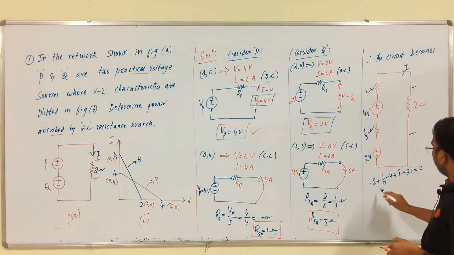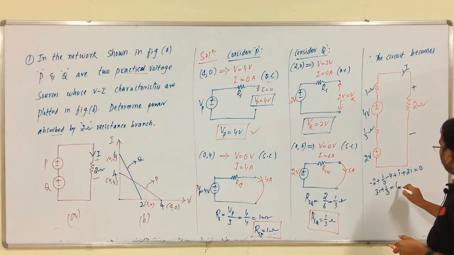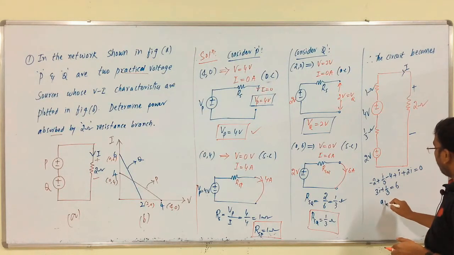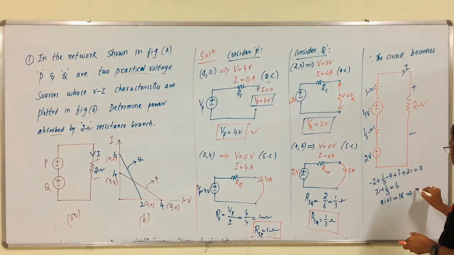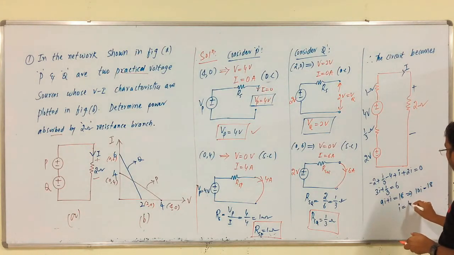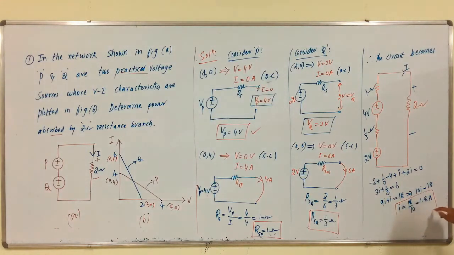3I plus I by 3 minus, which is equal to 6. So, 9I plus I by 3 is equal to 18. Okay. Finally, from this, 10I is equal to 18, we got I is equal to what? 18 by 10, that is equal to 1.8 amps. So, the current is 1.8 amps from this circuit.